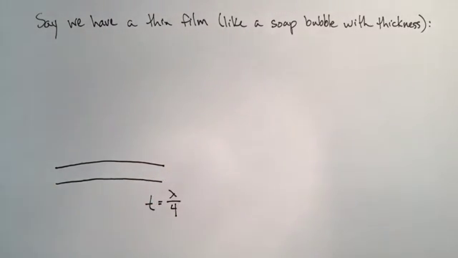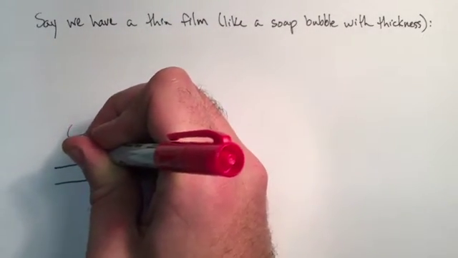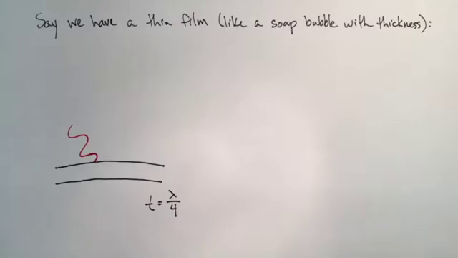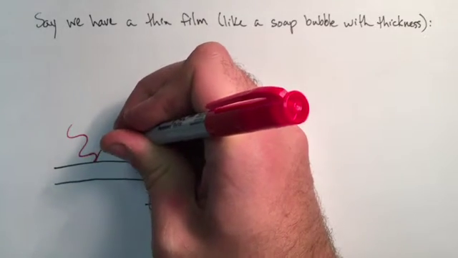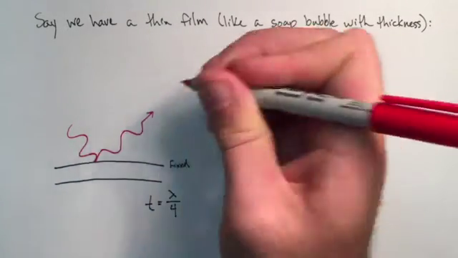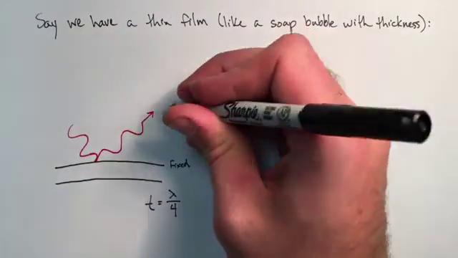So here's our 1/4 lambda thickness soap bubble. Let's look at a ray of light here, or a wave of light that's incident on that soap bubble. Some of that ray is going to be reflected off the top. When it's reflected, it acts as if that top was a fixed end, so we're going to get a 180-degree phase change in that wave.